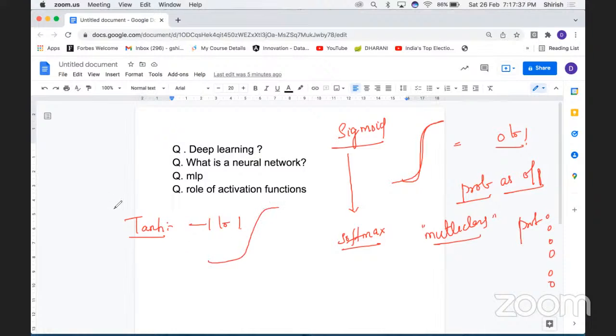But the advantage of tanh is that when you can expect negative inputs, it will strongly map them as negative only. They don't map to 0, they map to this. This is also differentiable.